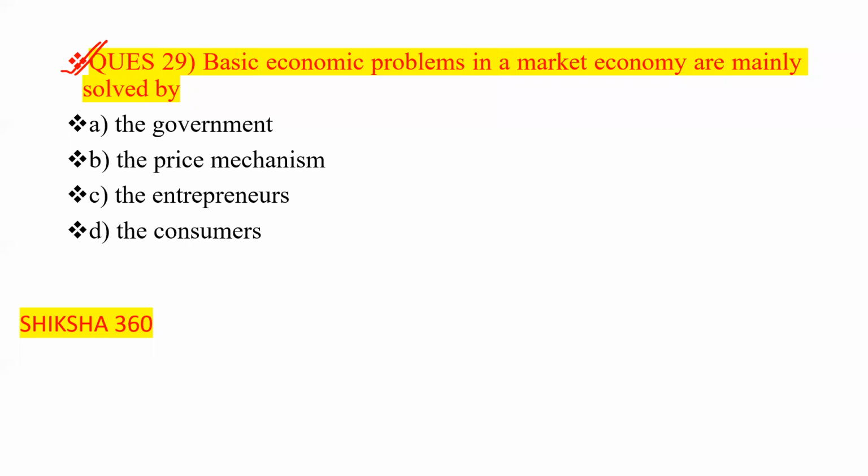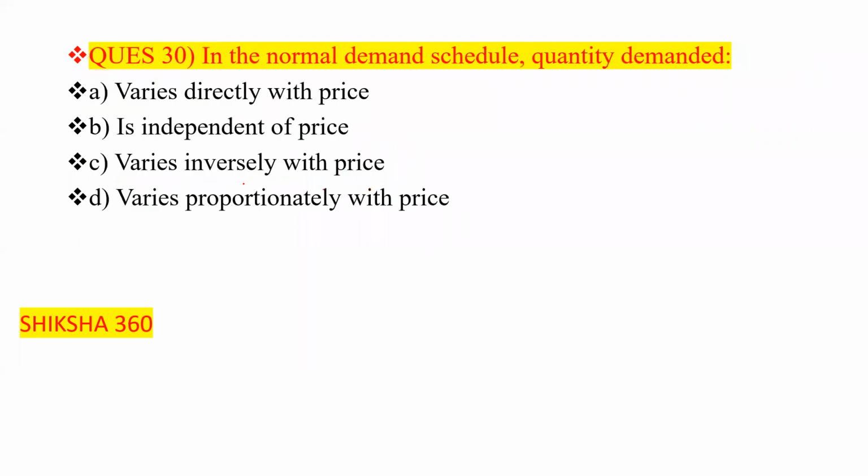So the basic economic problem in a market economy is mainly solved by the government, the price mechanism, the entrepreneur, the consumer. Clear, basically it is to be solved mainly by the price mechanism. So option number B is the answer, that is price mechanism. Clear, so this one is the answer here. Now move to the next question.